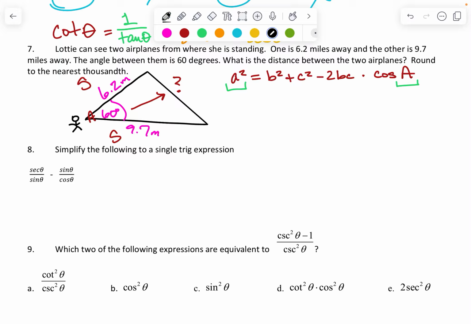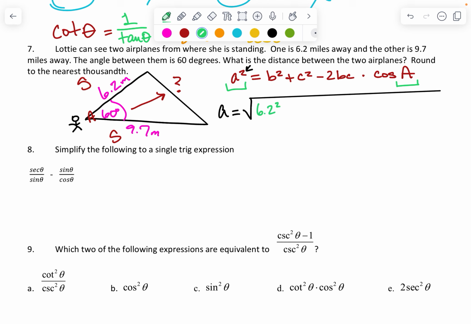Now, I'm going to start with this step. You see how this A is squared? I'm going to, no matter what, have to end up square rooting the entire right side. So I'm going to do that first, and then I'm just going to plug in all the other numbers I have. So let's go with side B. Which one's side B? Doesn't really matter. Pick one of the sides. I'm going to go with 6.2.